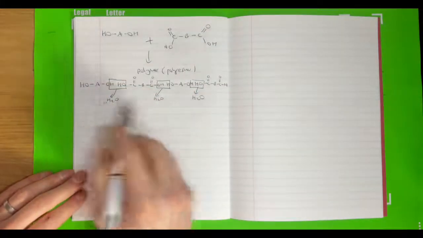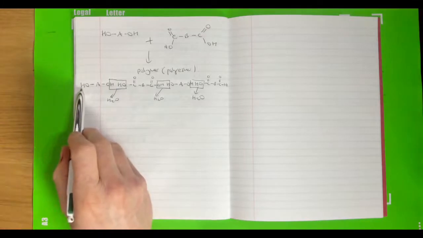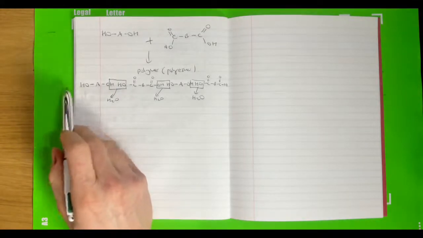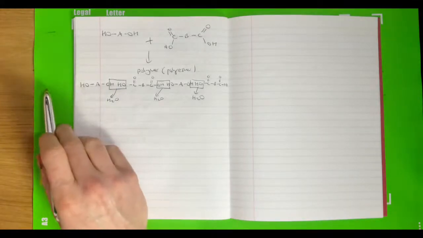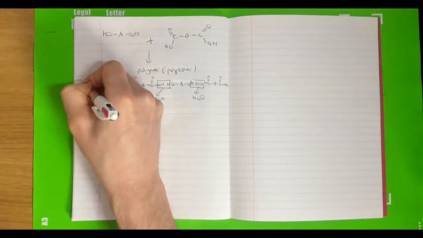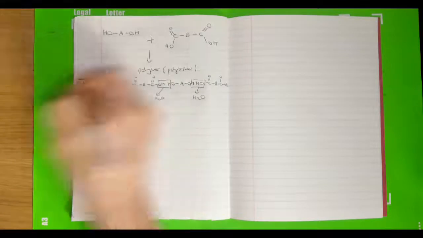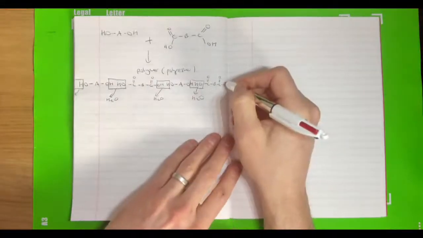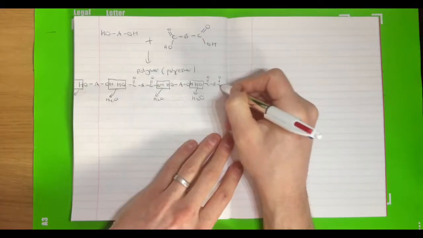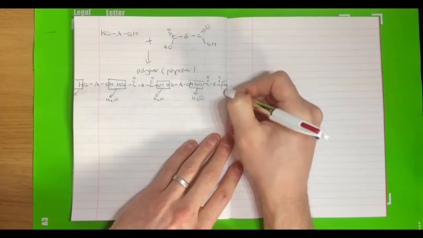Now I know that this H here is going to be part of another water molecule, but I don't want to draw this one here, so I'm just going to put a box around it like that to show that it goes off in this direction, maybe the start of an arrow or something. I'll do the same thing over here. Remember, that's the C-O bond that breaks here, so I'm going to draw my box there like that.